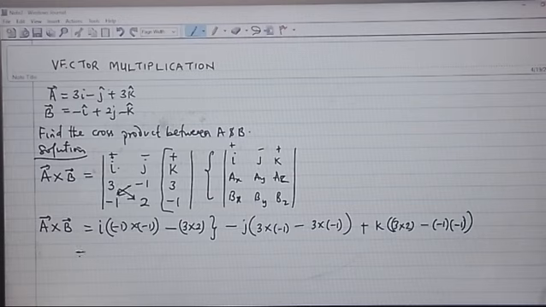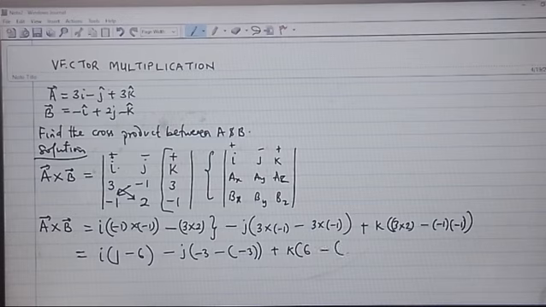So this gives us i into, minus 1 times minus 1 is 1, minus 6. Then minus j into 3 times minus 1 is minus 3, minus 3 times minus 1. We got 3 times this, so we say minus into 3 times minus 1 is minus 3. Plus k into 3 times 2 is 6, minus 1 times minus 1 is 1.